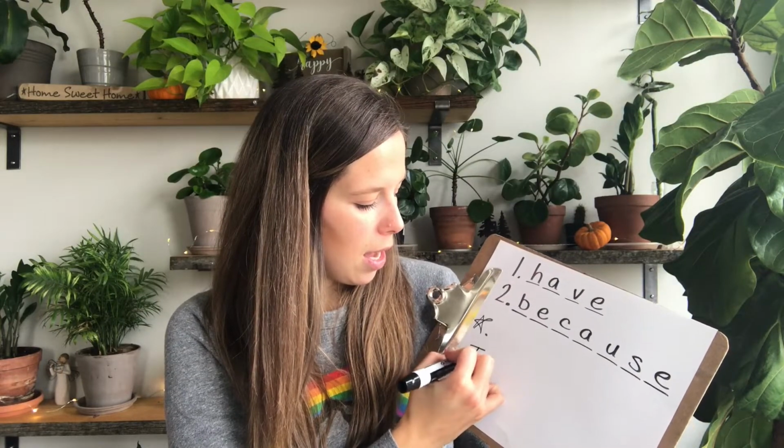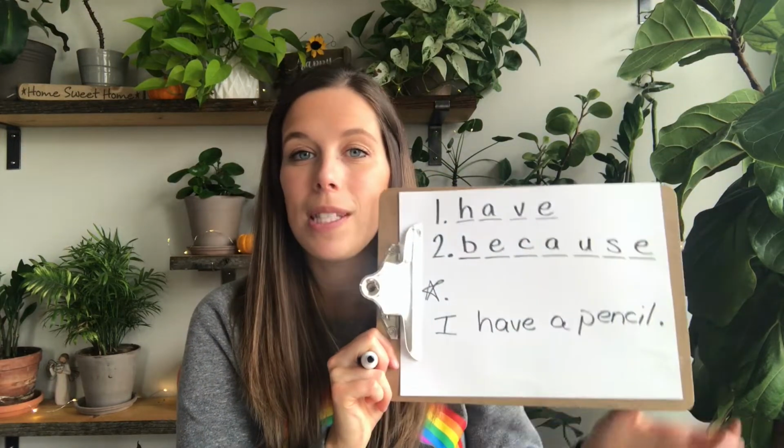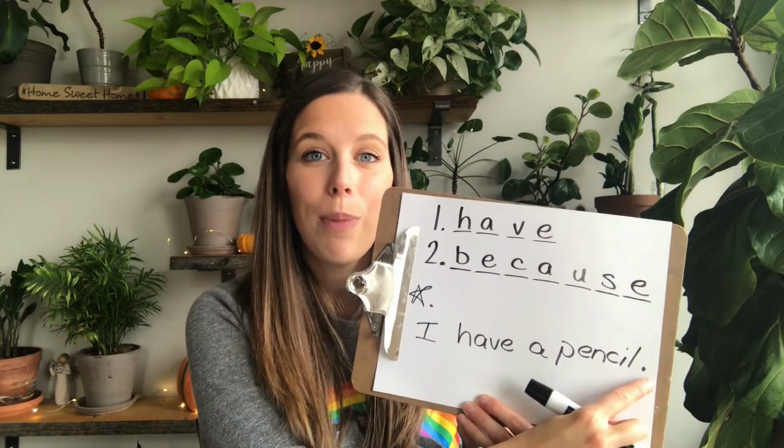So, for example, the first word is have. I would write a sentence like, I have a pencil. That would be my simple sentence, but I tell my students that it has to be error-free. They need to check for capitals, they need to check for spelling, make sure there's no spelling mistakes, and they need to check for punctuation.